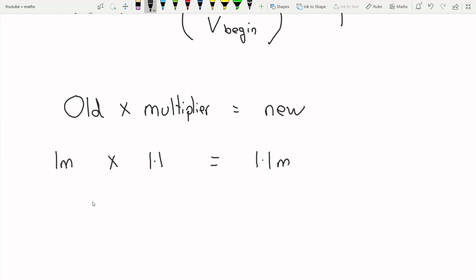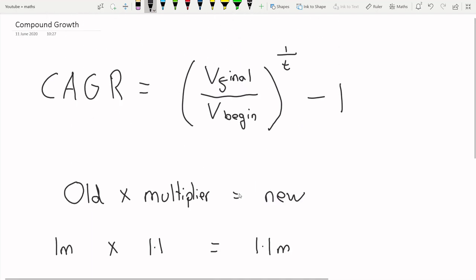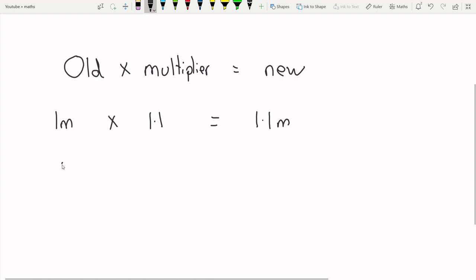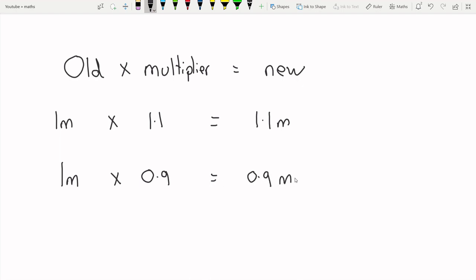Let's say it reduces by 10%, because our growth can still be negative. 1 metre times 0.9 equals 0.9 metres. Growth also applies to companies, bank accounts, really anything that can grow.